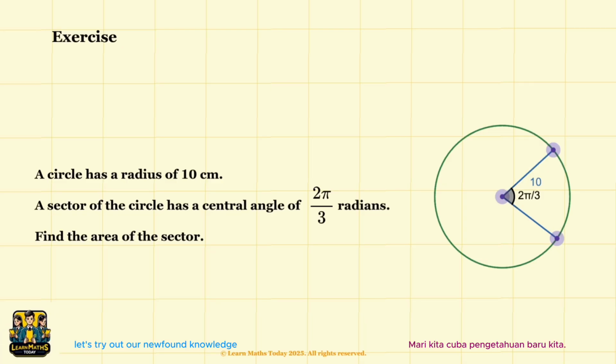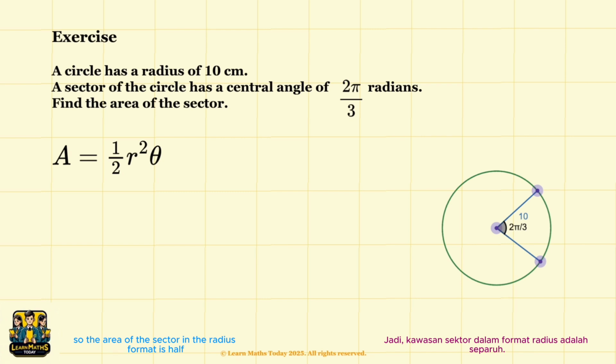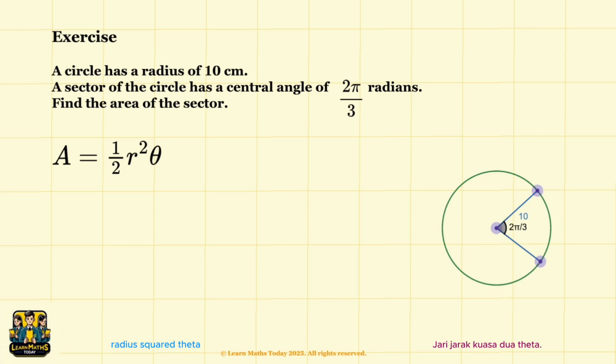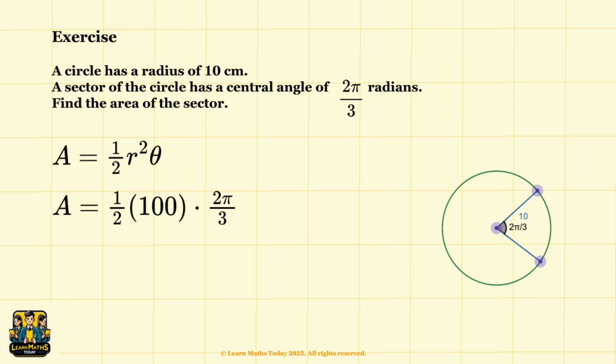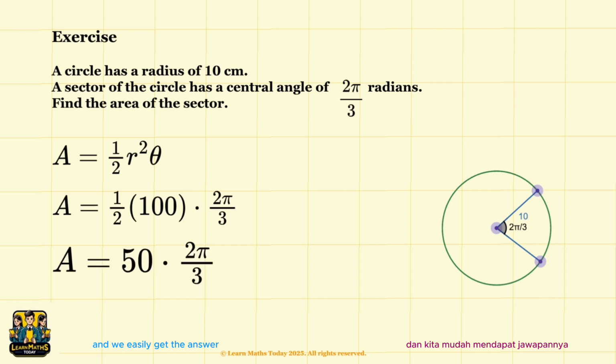Let's try out our newfound knowledge of using the radians format of our equations, starting with this question, which asks us to find the area of the sector. The area of the sector in the radians format is half radius squared theta. We can simply sub in the values, like so, and we easily get the answer.